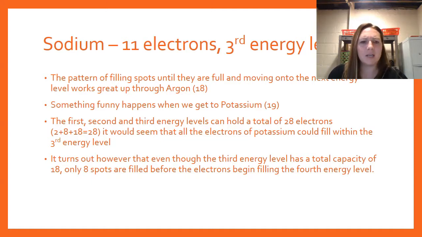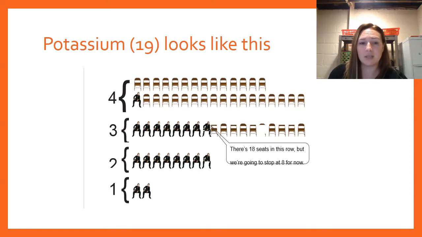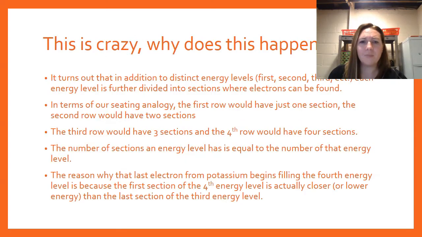But it doesn't. It turns out, however, that even though the third energy level has a total capacity of 18, only 8 spots are filled before the electrons begin filling the fourth energy level. Wonder why that is. So potassium looks like this. We fill our first energy level with 2. We move up to 8 in the second energy level. And then we fill 8 seats in the third energy level. And we leave these ones empty and move on to the fourth energy level. Why is that? I don't know.